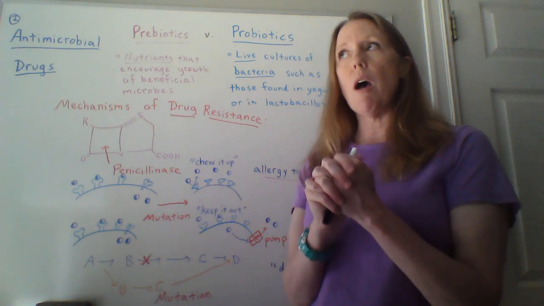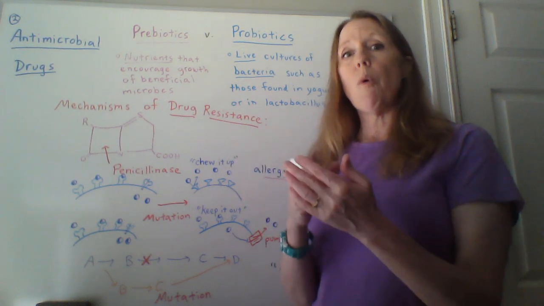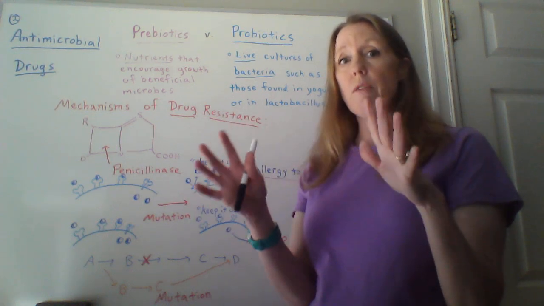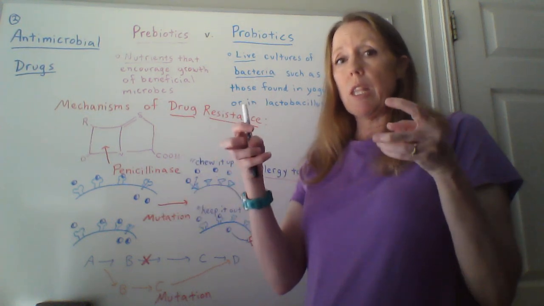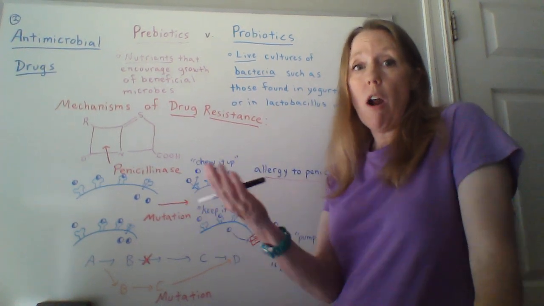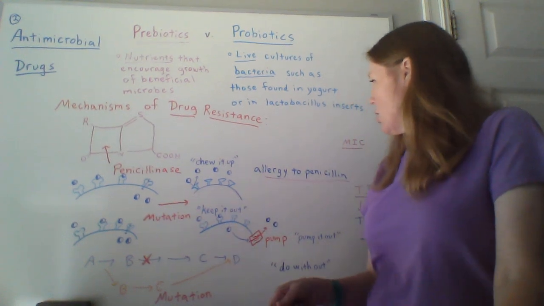Another way is transformation, where bacteria have this ability to take up DNA from their environment. Like if a lot of bacteria have died, they can take their DNA in and use it. If the DNA are plasmids that have resistance, then it's quite easy to do.